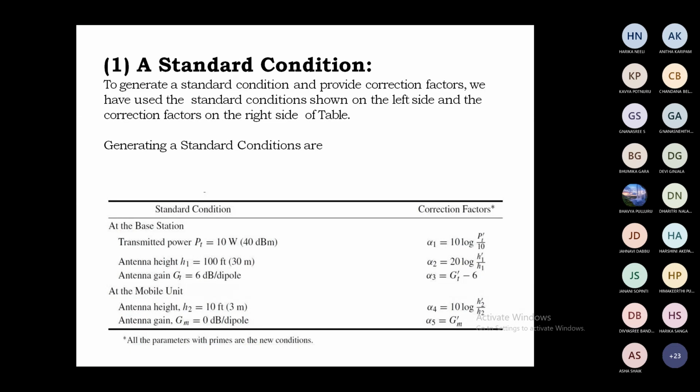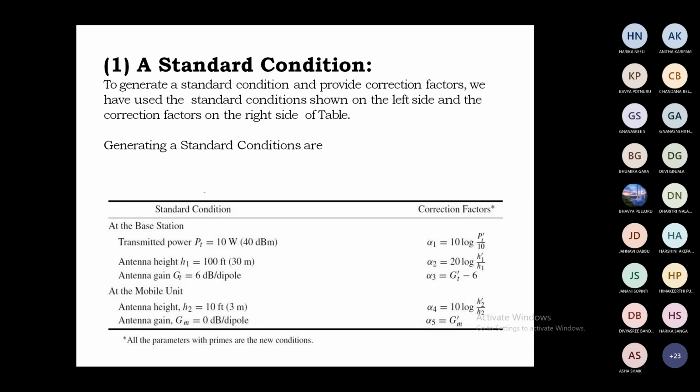Similarly, antenna gain GT, nothing but the gain of the transmitting antenna or the gain of the base station antenna, is equal to 6 dB per dipole. What is the correction factor? Alpha 3, which is equal to GT dash minus 6. This is the antenna gain.